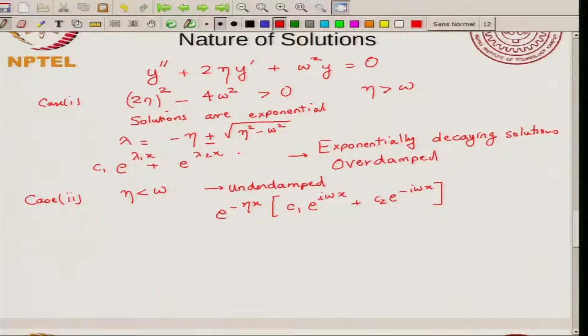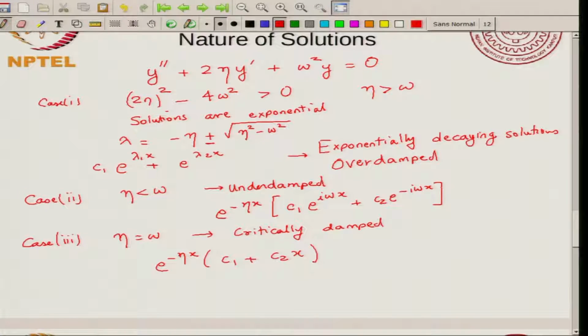The third case, eta equal to omega, is called critically damped. Here the solution looks like e to the minus eta x times C1 plus C2 x. So basically each of these solutions has a different feature. In the first case you just had exponential functions, in the second case you had an exponential multiplied by some oscillating functions.